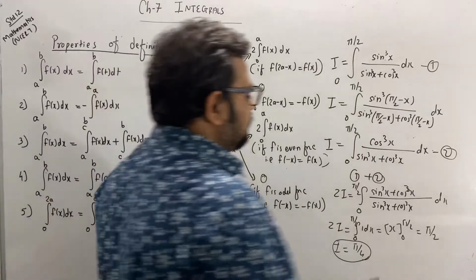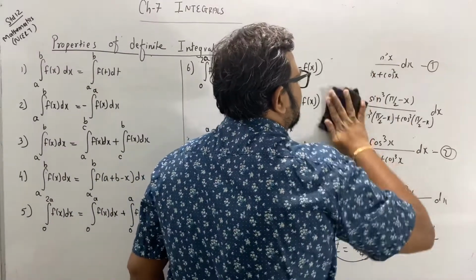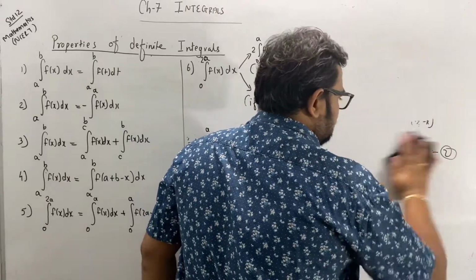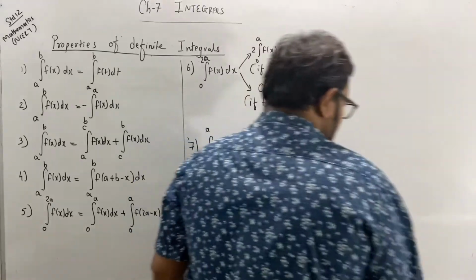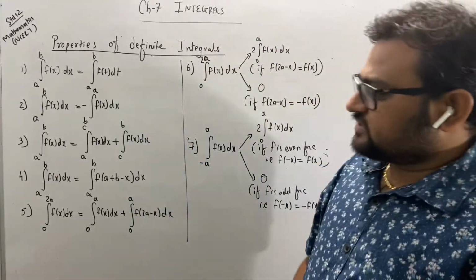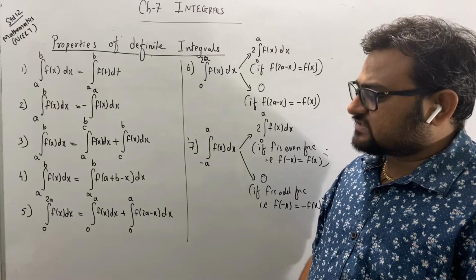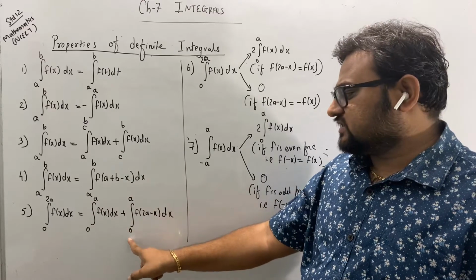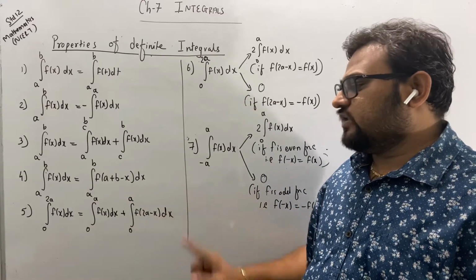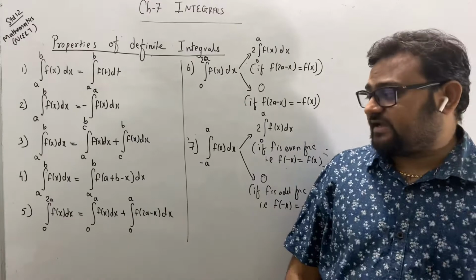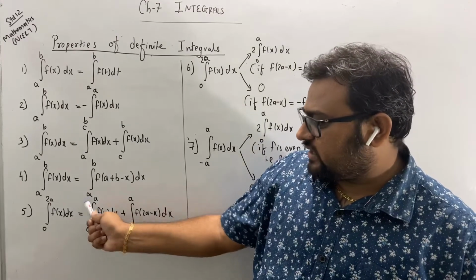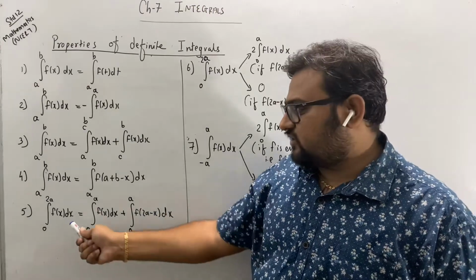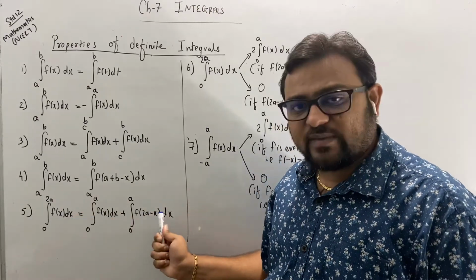Okay, now let's move to the next property. It's the integral from 0 to 2a of f of x dx equal to the integral from 0 to a of f of x dx plus the integral from 0 to a of f of 2a minus x dx. So now here it is 0 to a, and again it is 0 to a, but next time it's 2a minus x. Instead of f of x, I am taking f of 2a minus x.